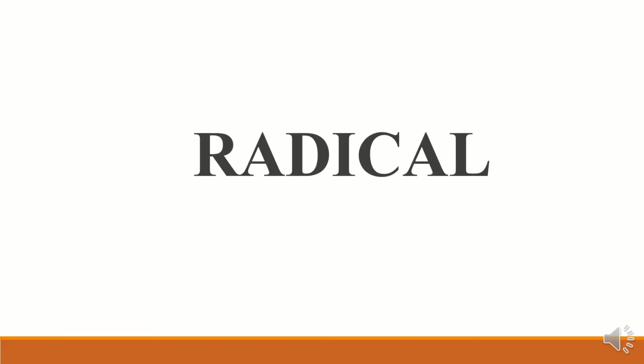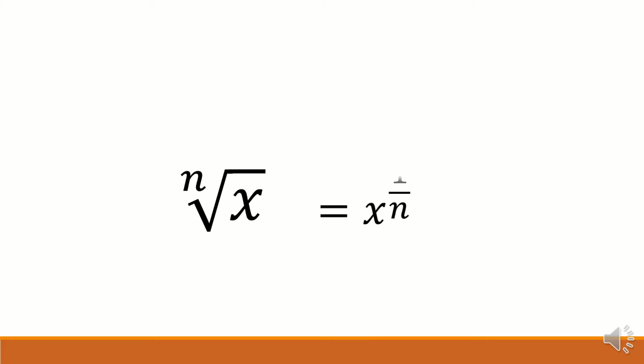What is a radical? A radical is a number in this form: x to the nth root. It can also be written in exponential form, or as an exponent: x to the power 1 over n.